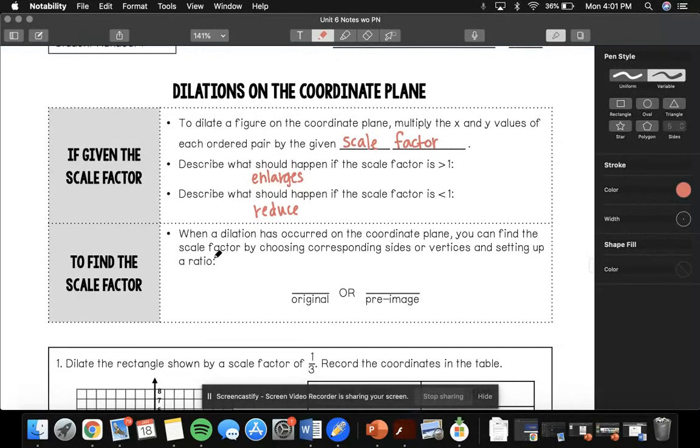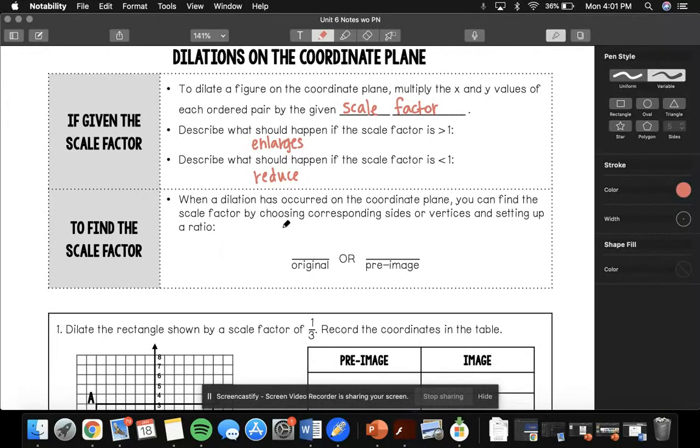Then finally, we talked about this yesterday. When a dilation has occurred, when we've made something bigger or smaller, we can find the scale factor by choosing corresponding sides, which is just matching sides, and setting up the ratio. So the ratio would be the new compared to the original, or the image compared to the pre-image. I just like to use the after compared to the before. And that will tell you again what your scale factor is. Again, we did that yesterday.